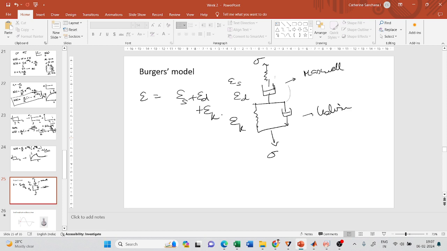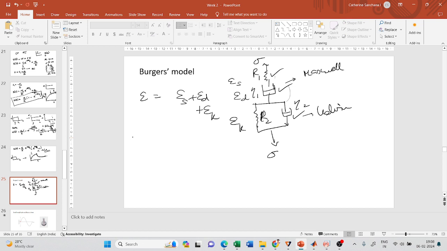Now first let us write the response due to the constitutive equation for each element. Let us say this is R1, the modulus of this spring is R1. The viscosity of this dashpot is eta 1. The modulus of this spring in the Kelvin model is R2 and viscosity is eta 2. Now let me write the constitutive equation for each element in this Burger's model.